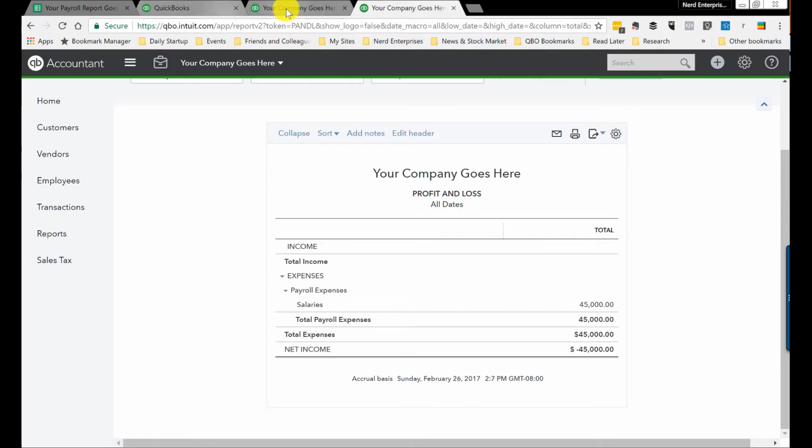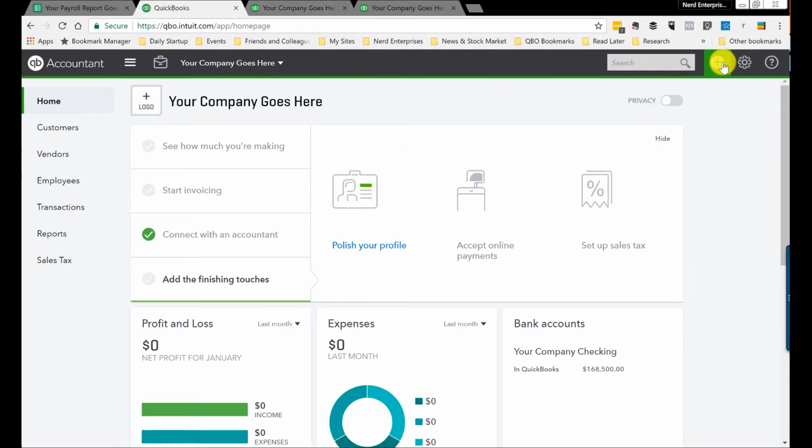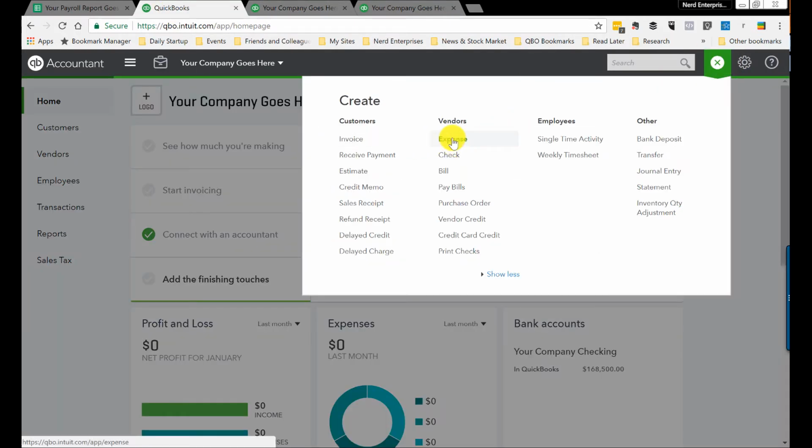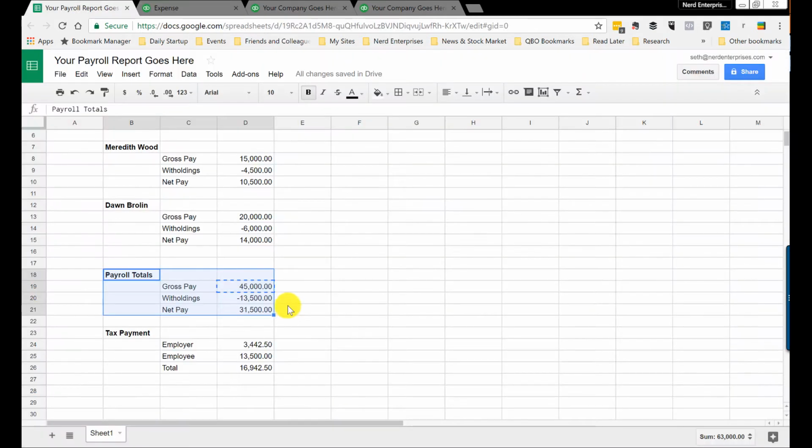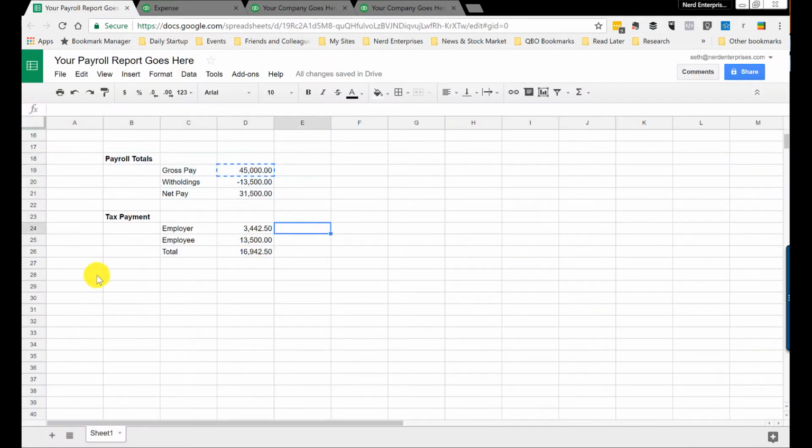Now, next part, the tax payment. We're going to record another expense. Okay, and down below, I put in the tax payment. Again, this is simplified, but this is the basic premise, and this is how it's going to be laid out. So the employer share might be $3,442.50. The employee is the same $13,500 we previously took away from their paychecks for a total of $16,942.50.